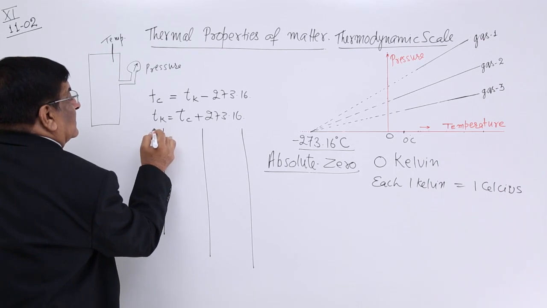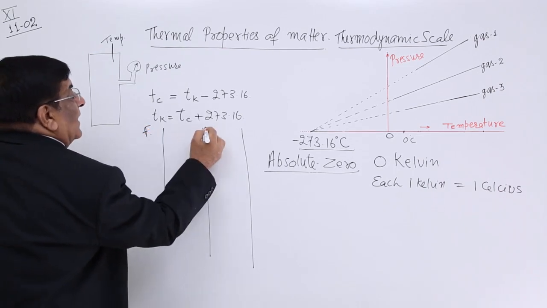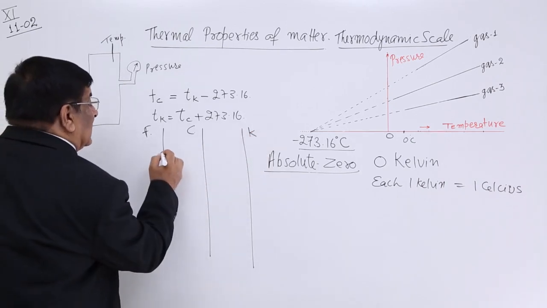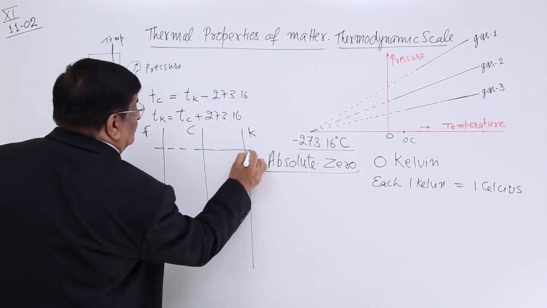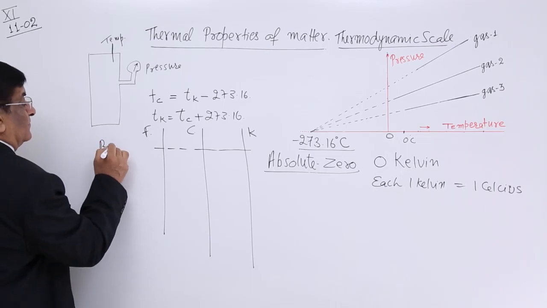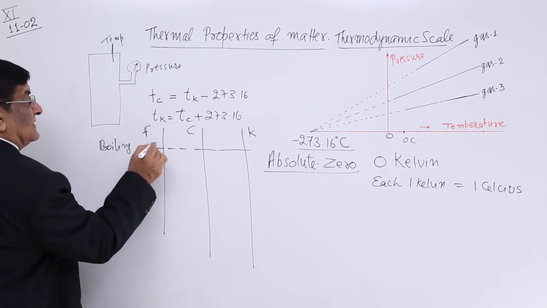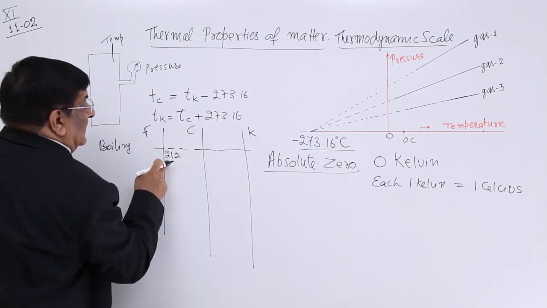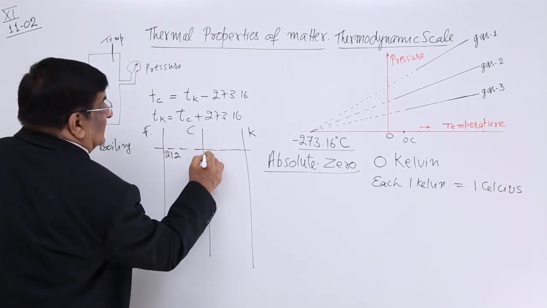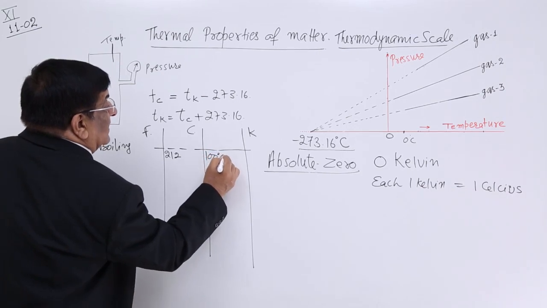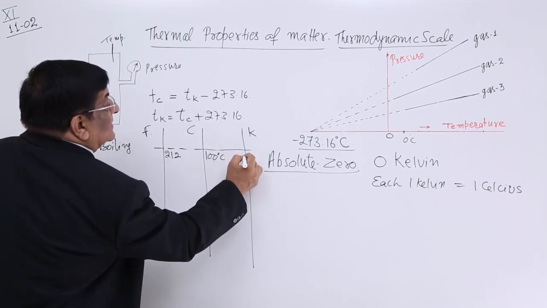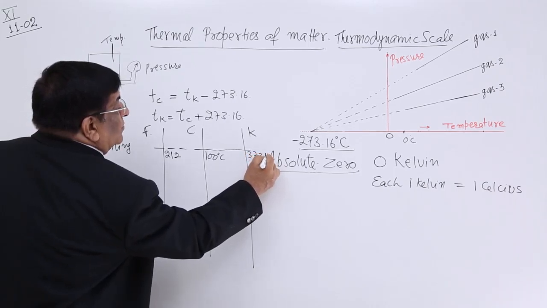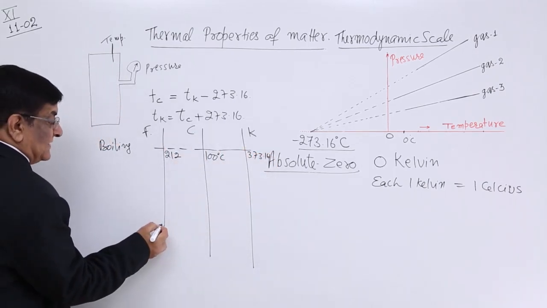So now we have three scales comparable. One is Fahrenheit, one is Celsius, and other is Kelvin. The boiling temperature here, boiling. In Fahrenheit it is 212, in Celsius it is 100 degree, and in Kelvin it is, add this up, 373.16.